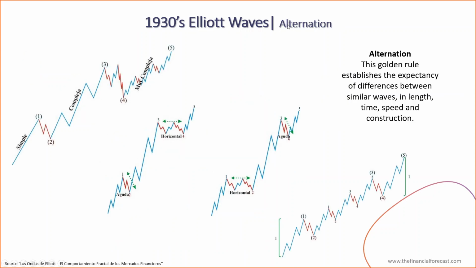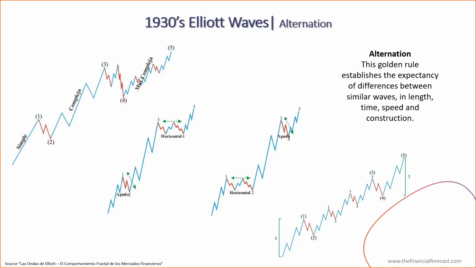The next slide is another great discovery, an observation from Elliott, and it's the alternation. Alternation happens all the time in financial markets, and it's a reflection of our psychology in the end. I really call this a golden rule because it happens continuously in the financial market, and it establishes the expectancy of differences between similar waves in length, time, speed, and construction.